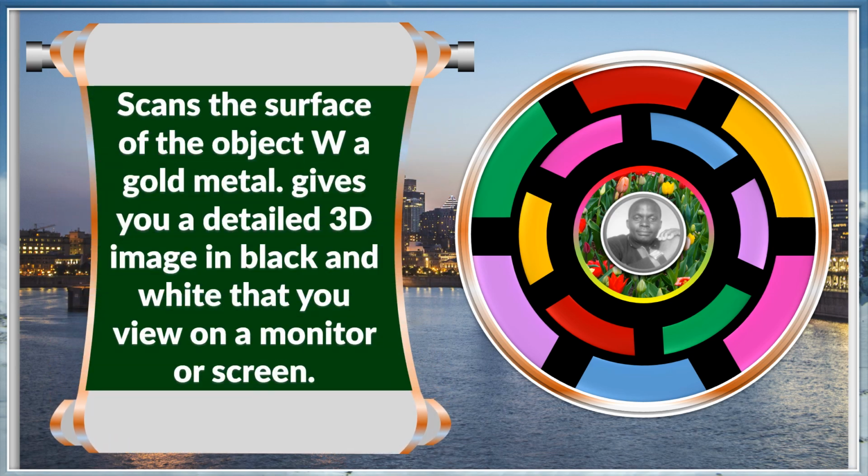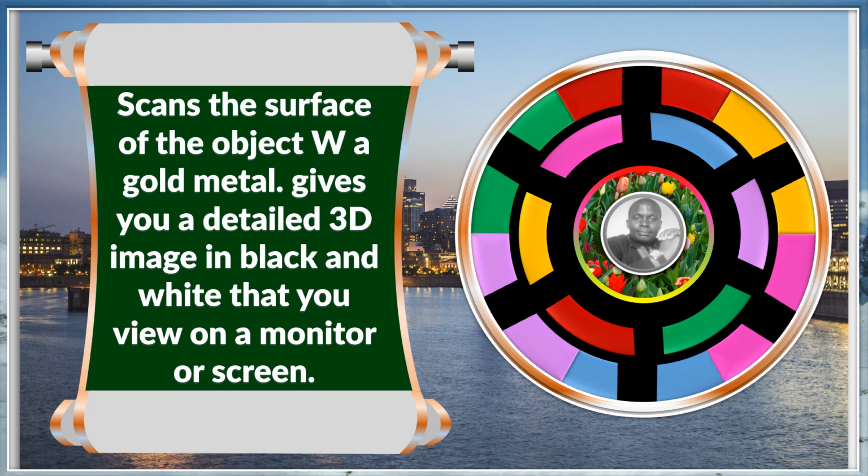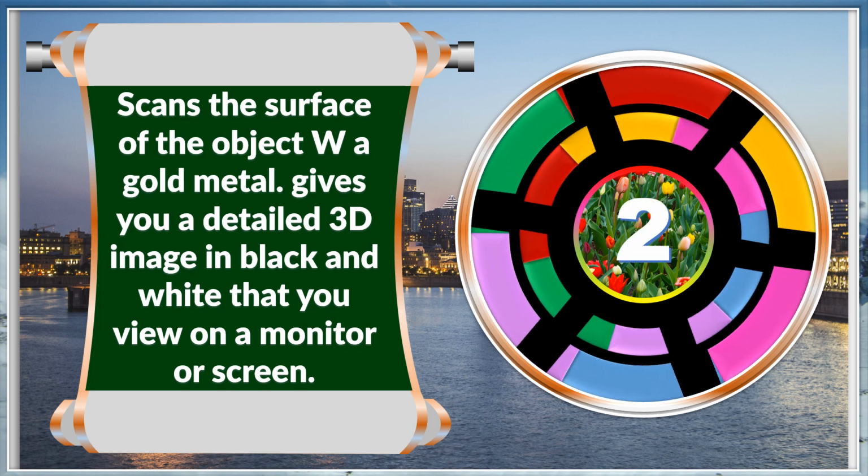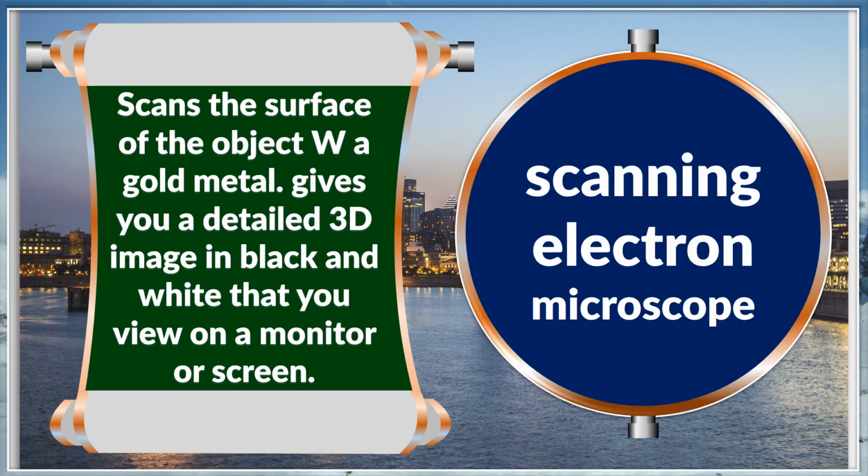Scans the surface of the object, for example a gold medal. Gives you a detailed 3D image in black and white that you view on a monitor or screen. Scanning electron microscope.